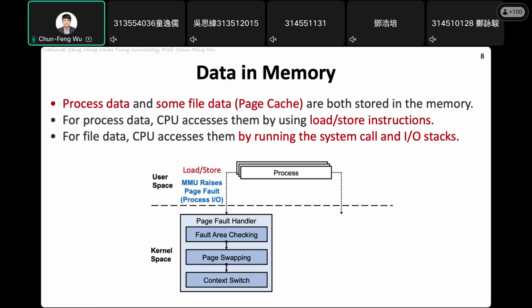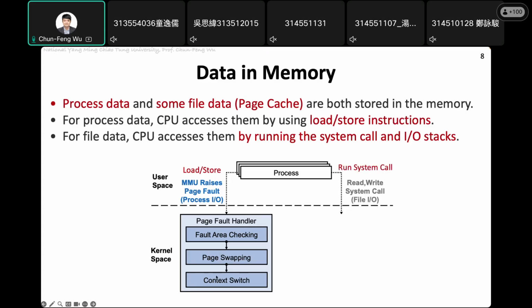Is it because there is already a virtual address but no physical address, or is it some permission error, because maybe this area is read-only and now you are using a store instruction? So most of the work is handled by fault area checking to find out what the error is. And if the error is a major page fault, which means the data is not in memory, then the operating system will move to the page swapping part. So the CPU will run page swapping and then do the context switch.